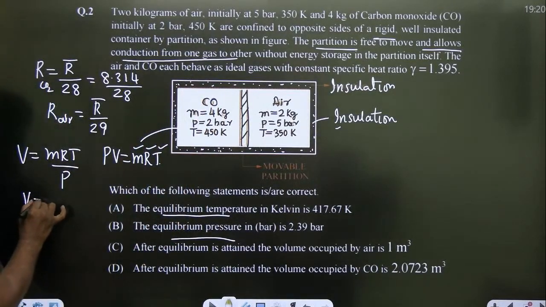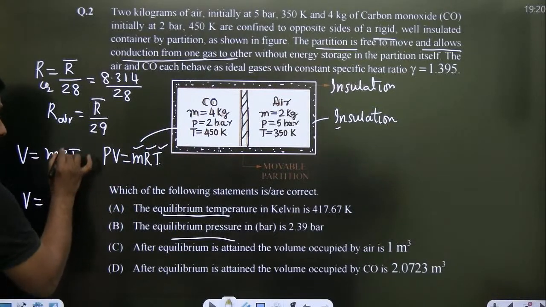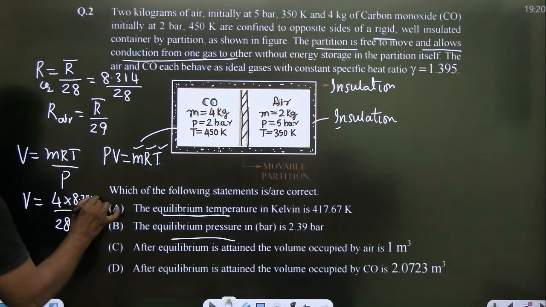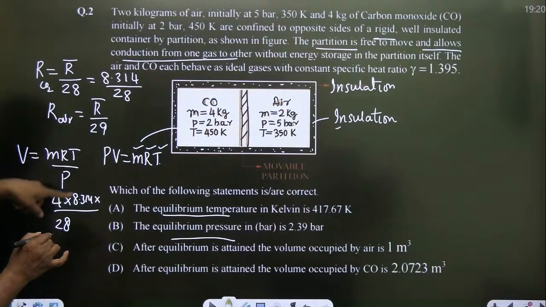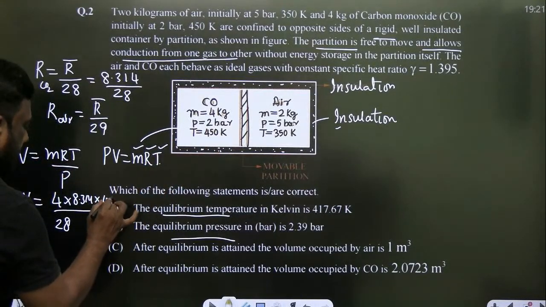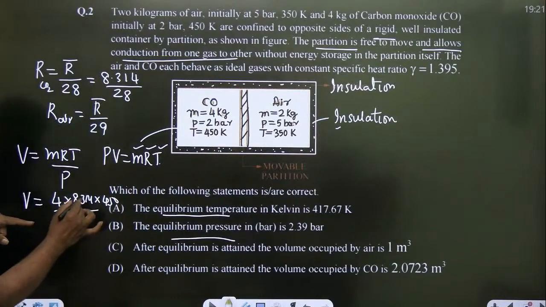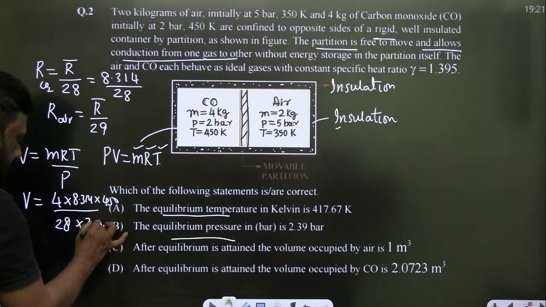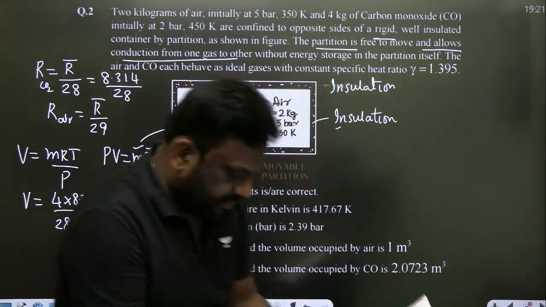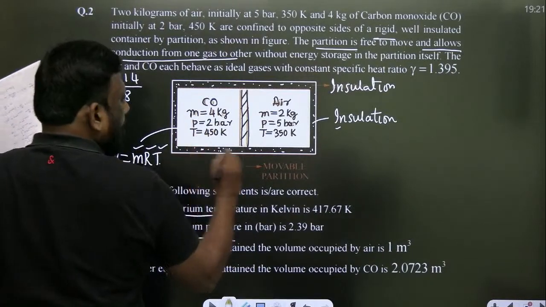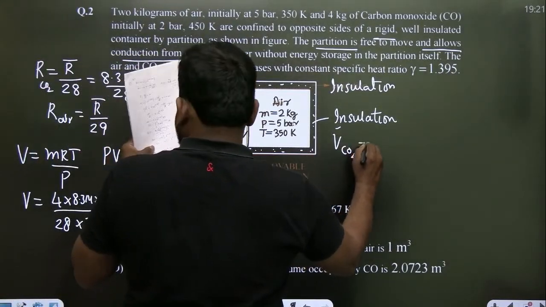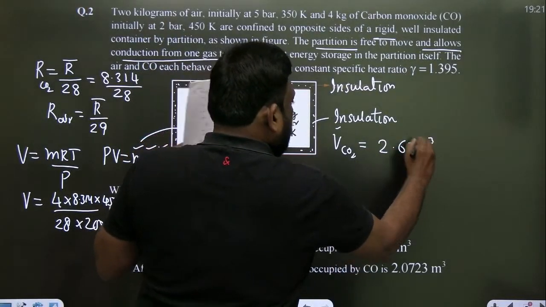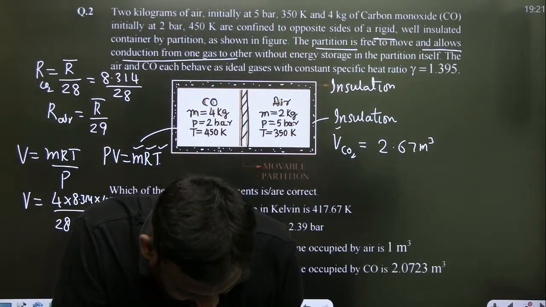So therefore, volume is equal to mass of carbon dioxide, which is 4. What is R of carbon dioxide? 8.314 by 28. Because R of carbon dioxide is 8.314 by 28. And what is the temperature? It is 450, divided by pressure. Please note down that whenever R is in kilojoule per kg Kelvin, pressure should be in kilopascal. 2 bar means 200 kilopascal. I can calculate volume. So directly I am writing, sir, the initial volume of carbon dioxide is 2.67 meter cube. Any problem, sir? Directly I am writing.